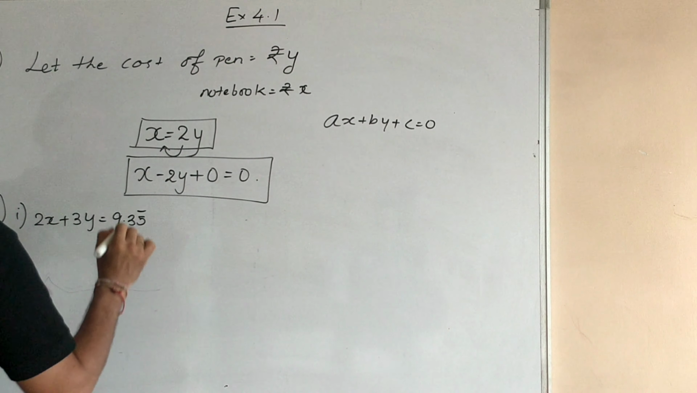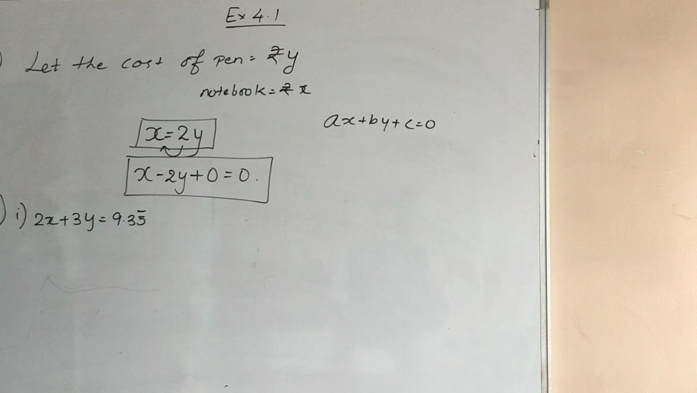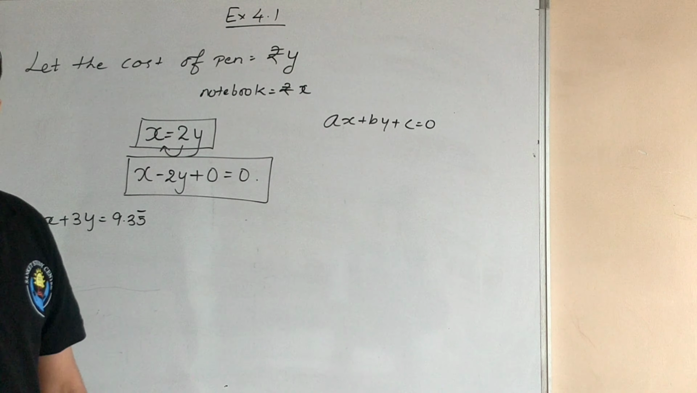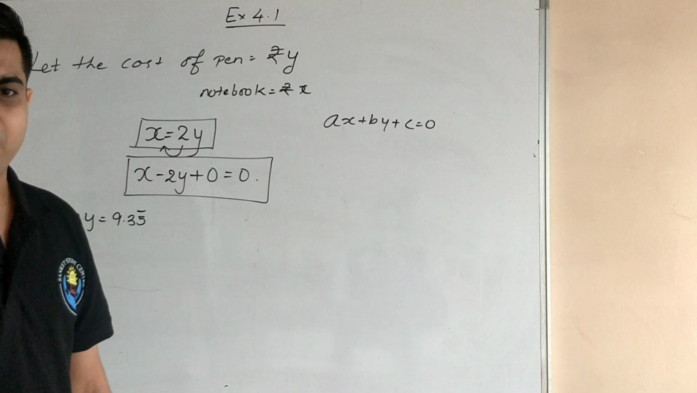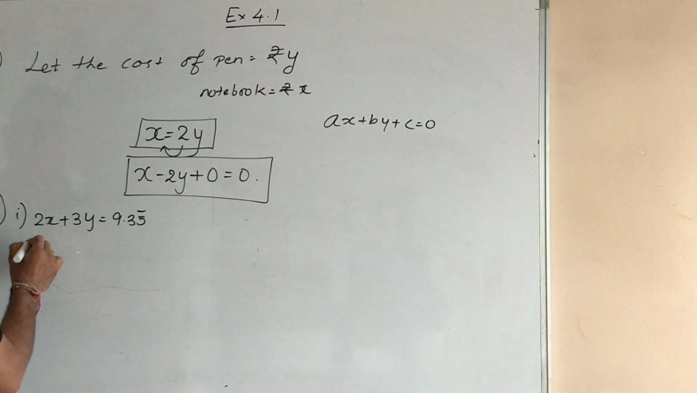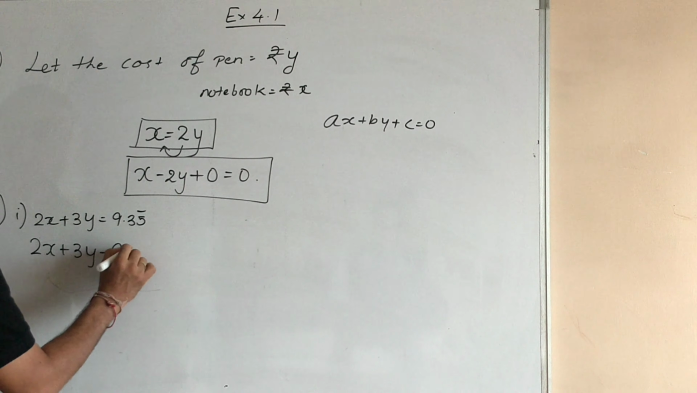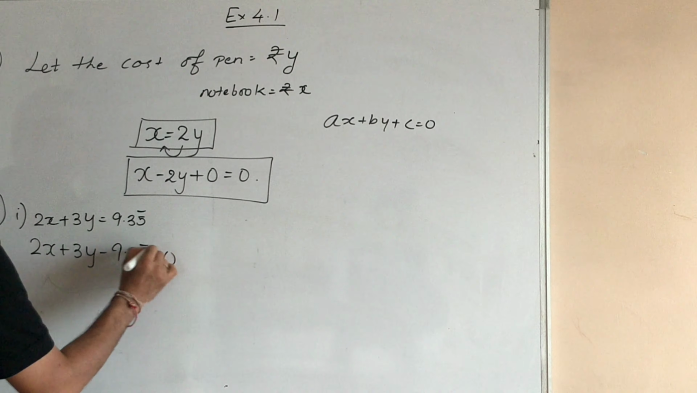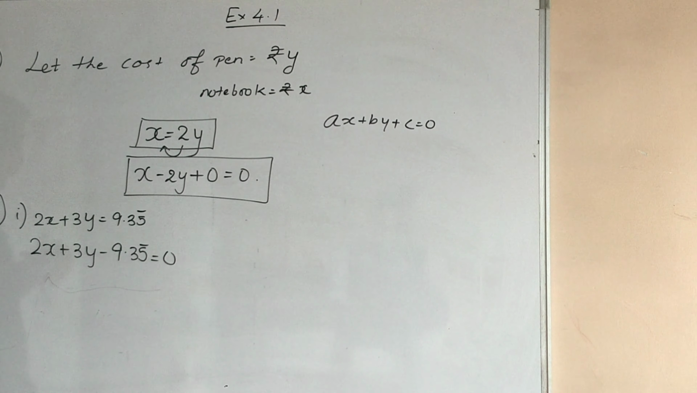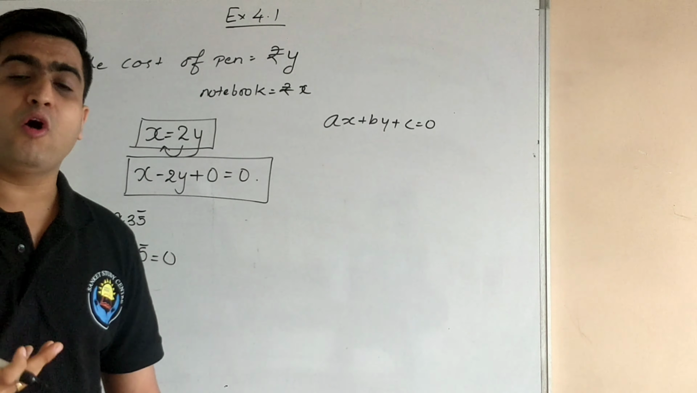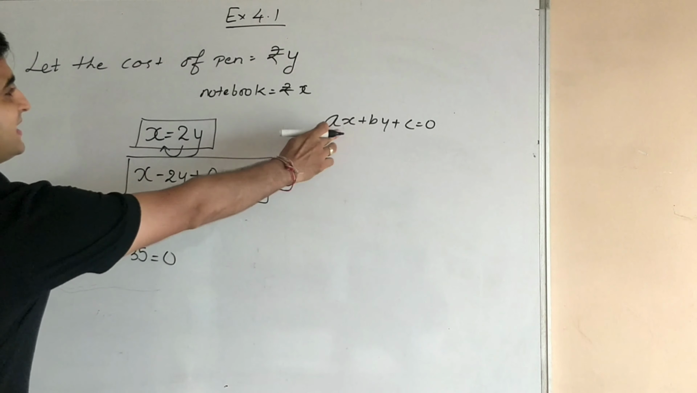9.35 और 5 के ऊपर बार है. Now what you need to do is, you need to first convert it into standard form. Okay, so standard form mein kaise likhenge, 2x plus 3y minus 9.35 bar is equals to 0. Now you need to describe the value of a, b and c. Ye raha aapka standard form.